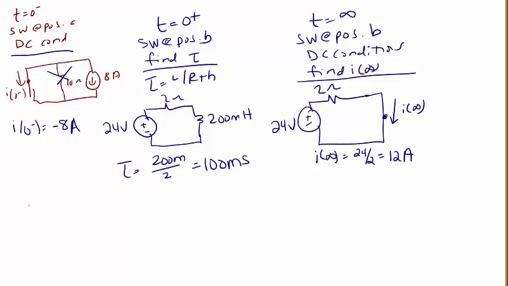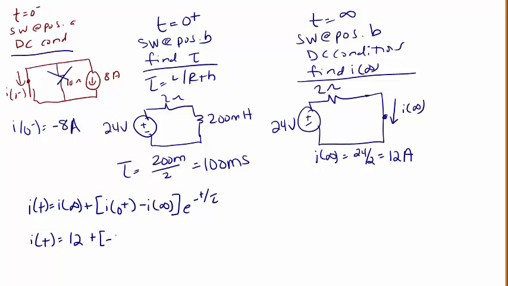Finally, let's write I of t. I of t is equal to I of infinity plus (I of 0 plus minus I of infinity) times e to the negative t over tau. So I of t is equal to 12 plus (negative 8 minus 12) e to the negative t over 100 milli, which simplifies to 12 minus 20 e to the negative 10t amps, and this is I of t for t greater than or equal to 0.